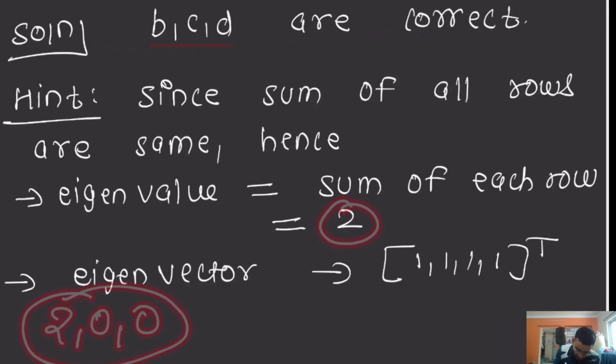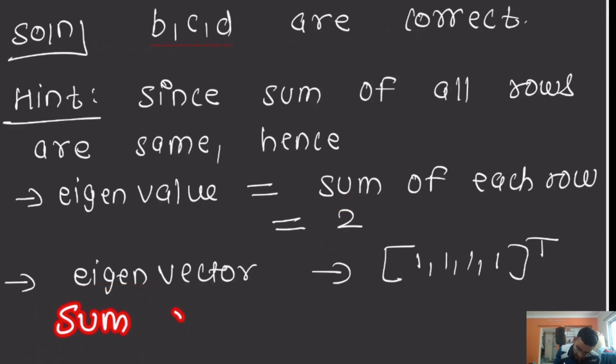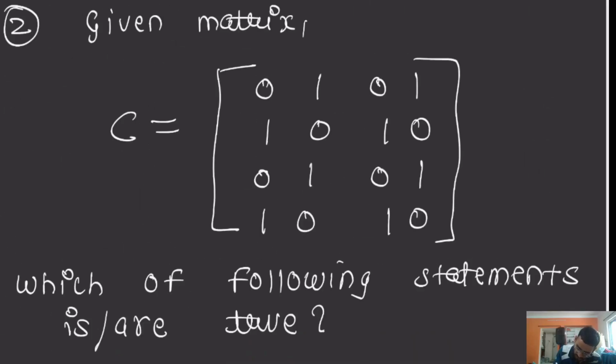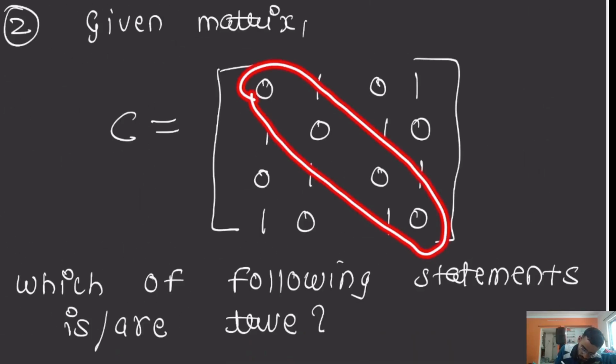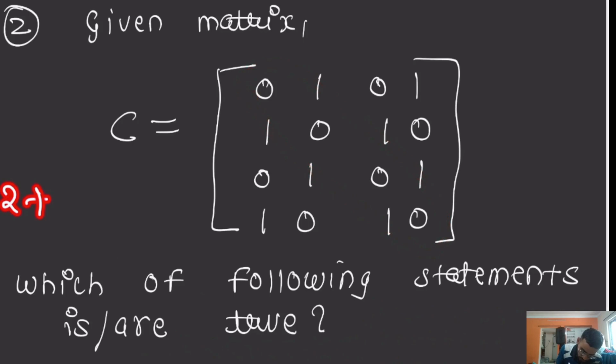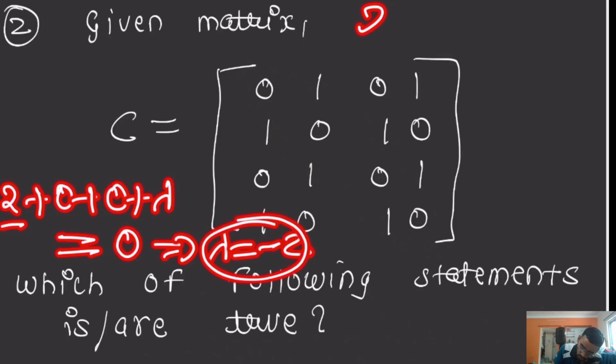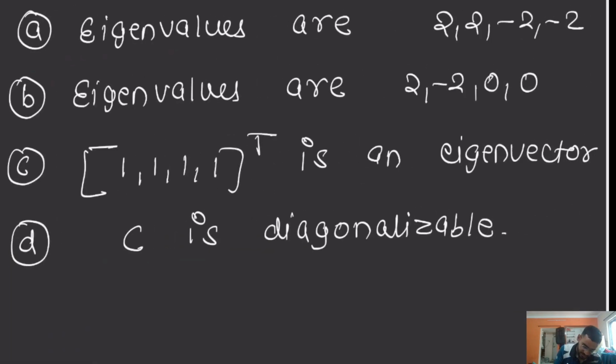Okay, and we know that the sum of diagonal elements is equal to the sum of eigenvalues. The diagonal elements are all 0, so the sum of eigenvalues 2 plus 0 plus 0 plus, let's say lambda, is equal to 0, and so the remaining eigenvalue will be minus 2. So the eigenvalues are 2, minus 2, 0, 0. So this is correct, this is also correct, this is wrong.